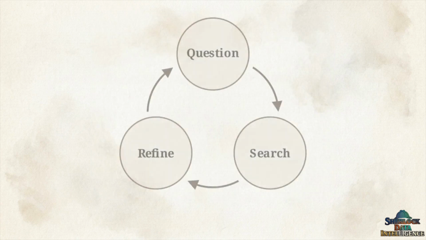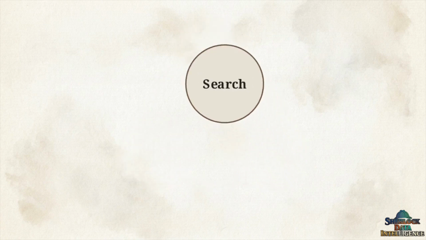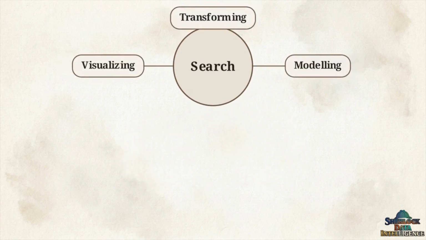To navigate this room, you follow a loop. First, you generate questions about your data. Then you search for answers by visualizing or transforming specific variables. Finally, you use what you learned to refine your initial questions and begin the cycle again.